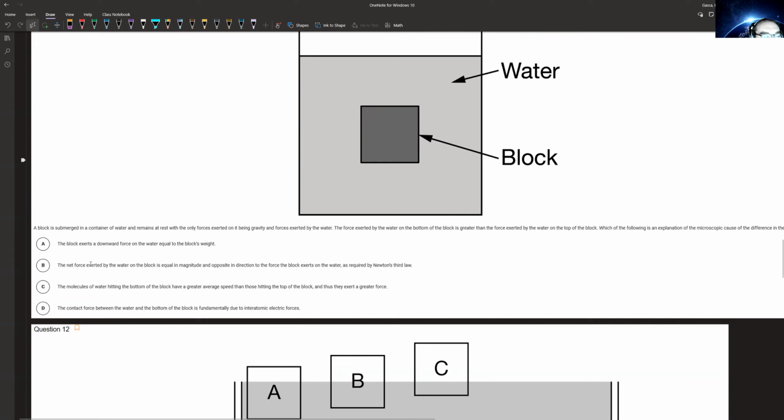Okay. The net force exerted by the water on the block is equal in magnitude and opposite in direction to the force the block exerts on the water by Newton's third law. Kind of sounds okay. The molecules of the water hitting the bottom of the block have a greater average speed than those hitting the top of the block and thus exert a greater force. And then the contact force between the water and the bottom of the block is fundamentally due to interatomic forces.